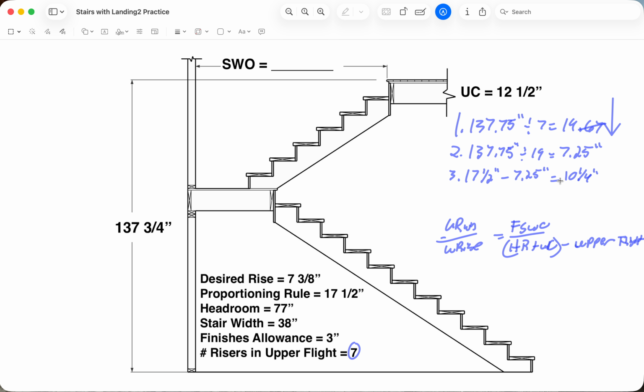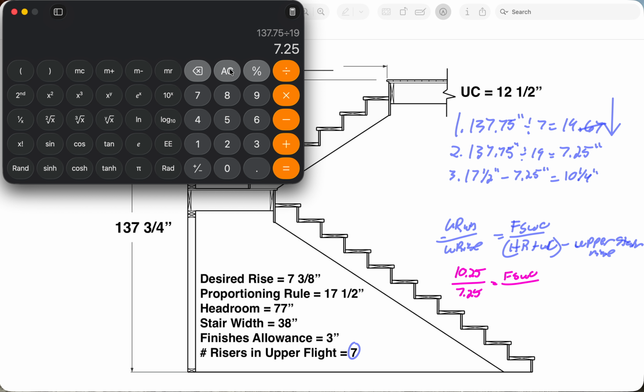flight. Sorry, guys. Upper stair rise. So what's the total rise of the upper stairs? Okay, so let's look at that. So we'll have 10.25 over 7.25. We're going to get our finished stairwell opening. And now this is too much to write out, so let's just do the math here together.